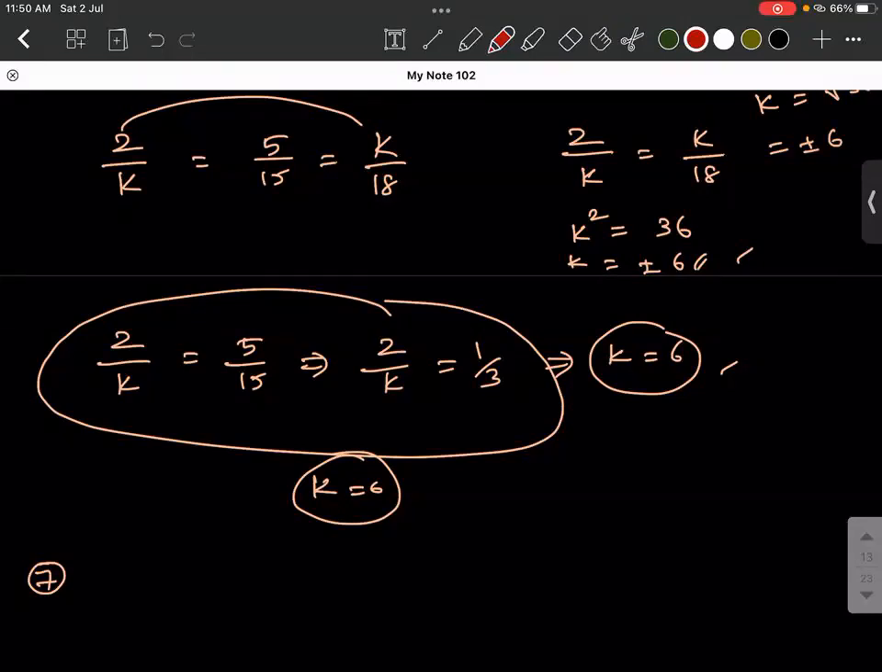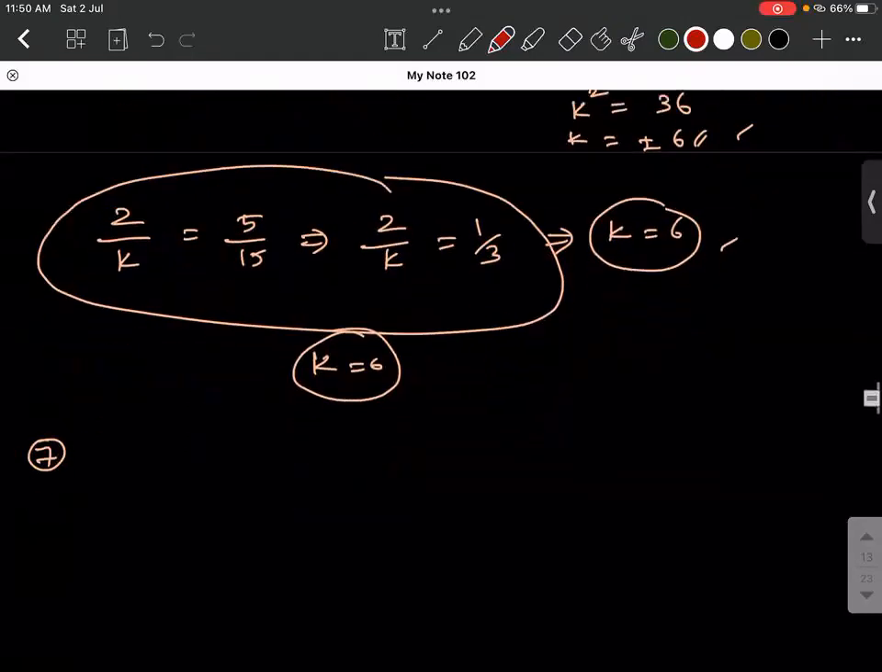Seventh one. 13x plus ky is equal to k. Okay, means this k and this k are same.